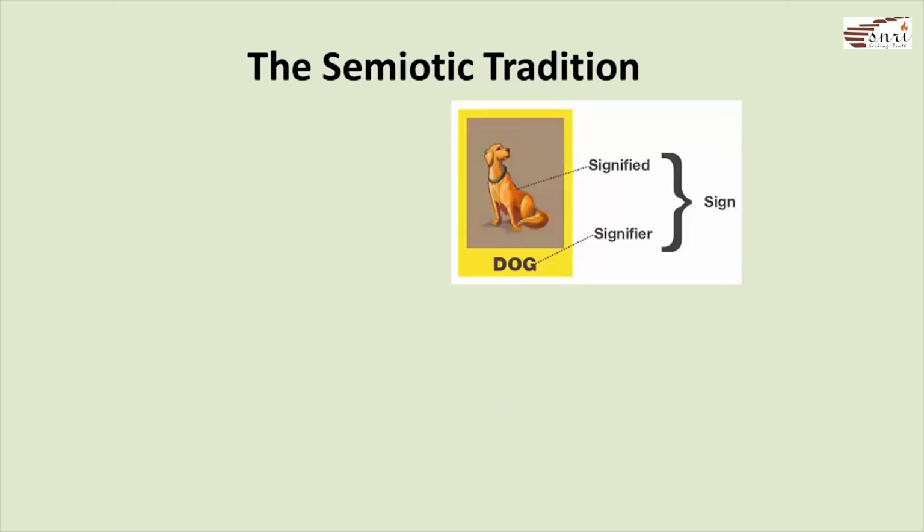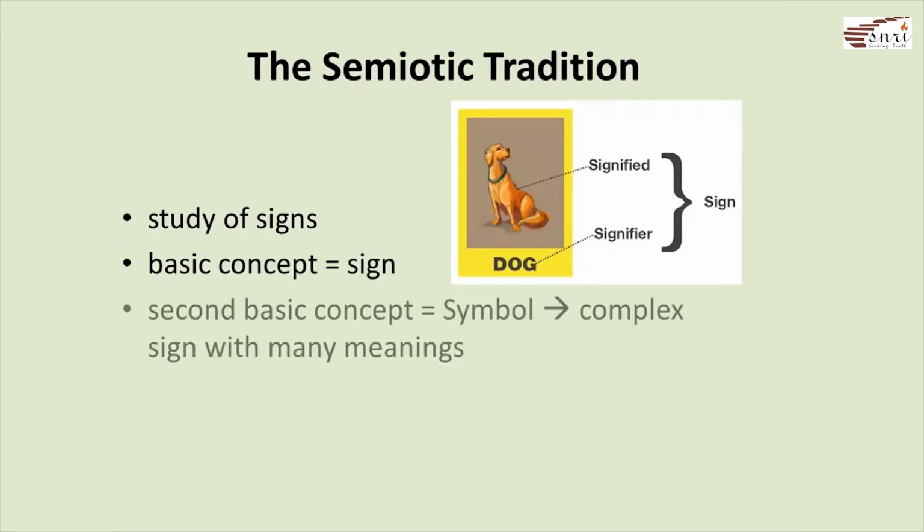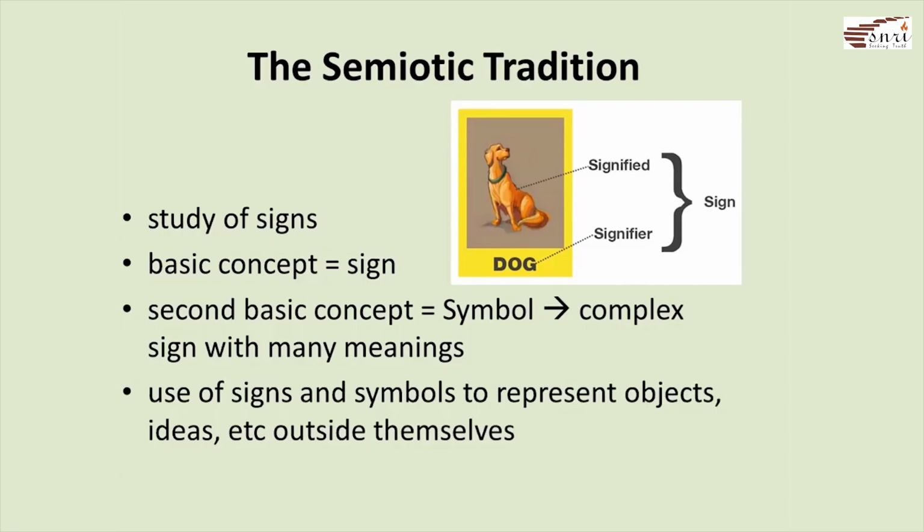Now, semiotics, or the study of signs, forms an important tradition of thought in communication theory. The basic concept that unifies this tradition is the sign. A second basic concept is the symbol, and this symbol usually designates a complex sign with many meanings, including highly personal ones. The semiotic tradition also includes a host of theories about the use of signs and symbols to represent objects, ideas, states, situations, feelings, and conditions outside of themselves.